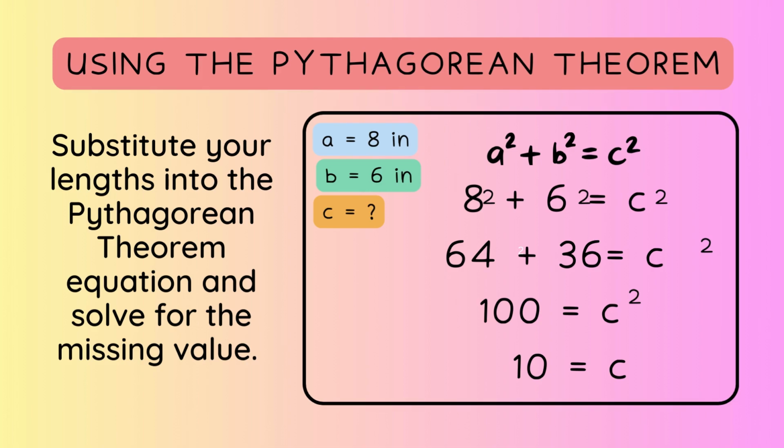So 8 square plus 6 square will be equal to c square. 8 square is 64 plus 6 square is 36 is equal to c square. 64 plus 36 is equal to 100. 100 is equal to c square. c is equal to 10.